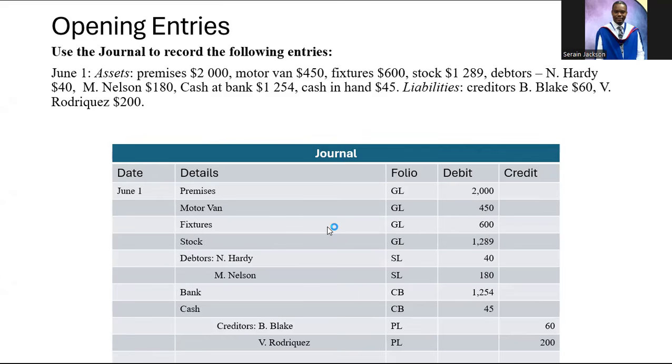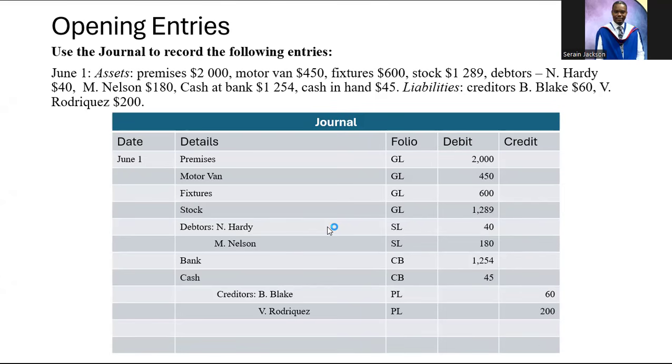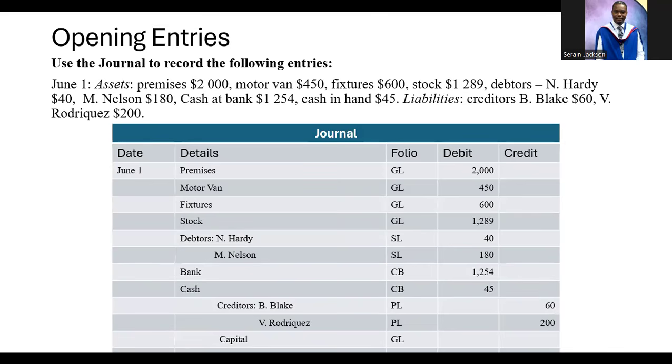All right. And you also indent for your capital. Capital account will be in the general ledger. We don't know what the capital figure is as yet, but we are going to find out. All right. So you're going to use a calculator, pull out a calculator, right? And you're going to add up your assets.